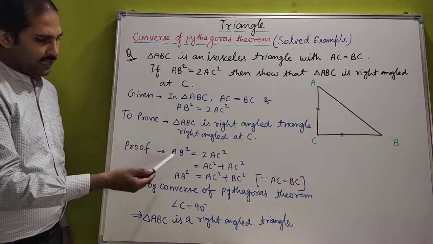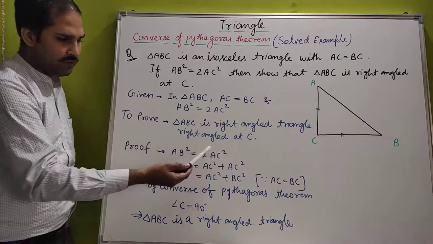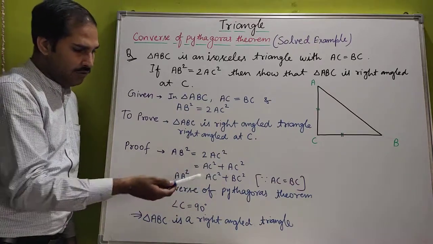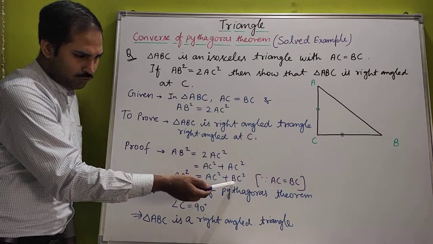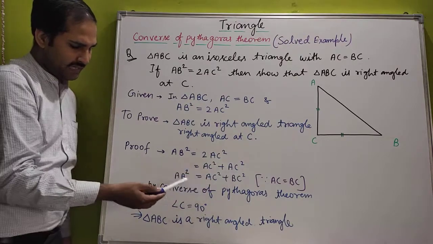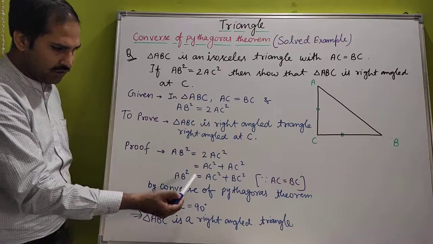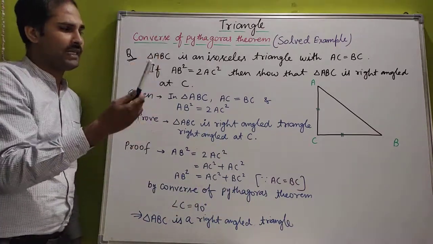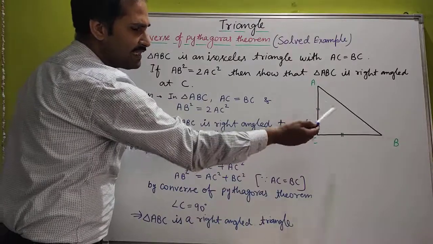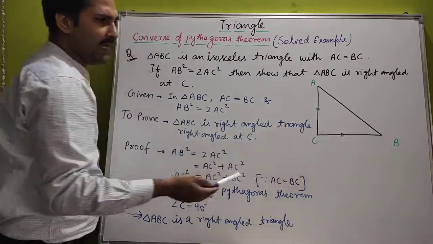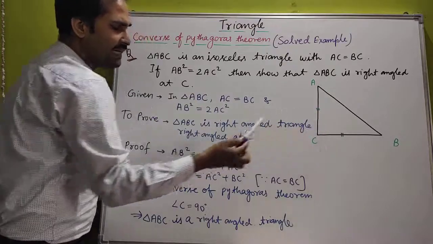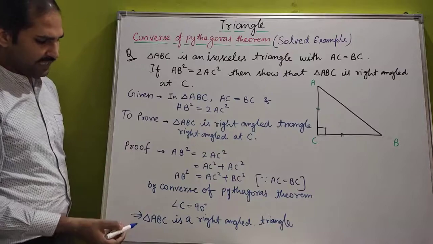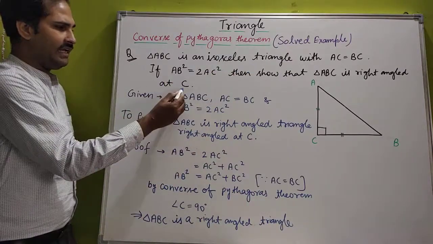Now, as AB square is equal to twice of AC square, we can break this as AC square plus AC square, and now since AC is equal to BC, we can replace one AC by BC, and the statement becomes AB square is equal to AC square plus BC square. And as the converse of Pythagoras theorem says, if the square of one side is equal to the sum of squares of the other two sides, then the angle opposite to the first side is a right angle. That's why this angle C is a right angle. So we can say that triangle ABC is right angled at C.